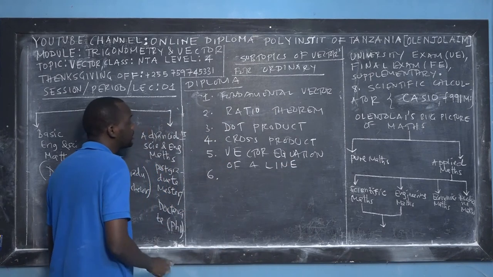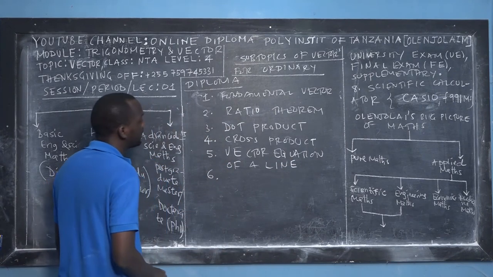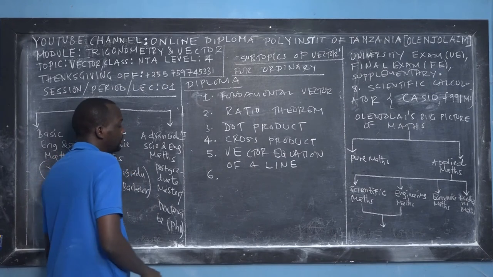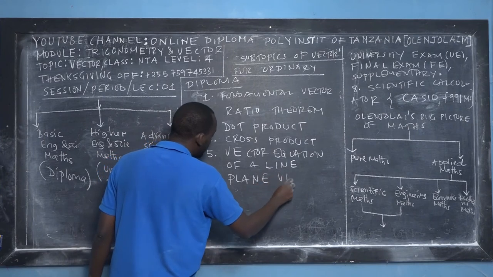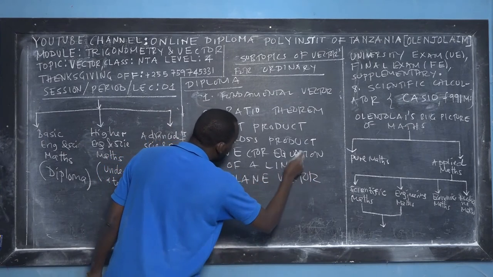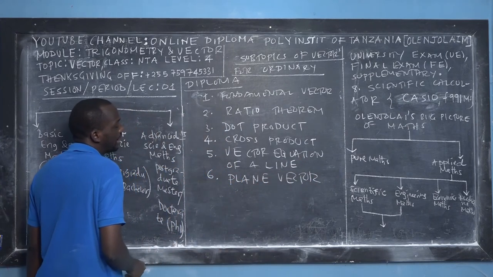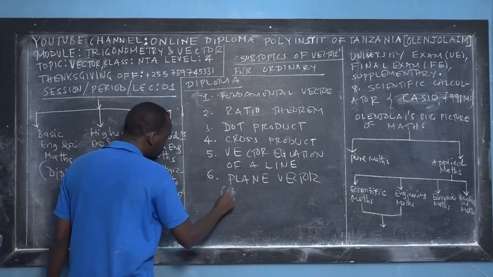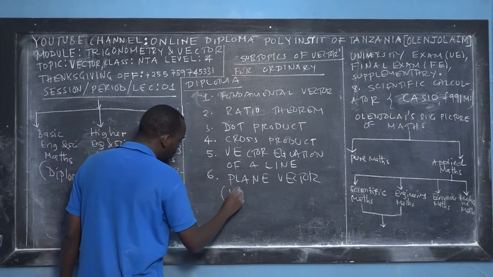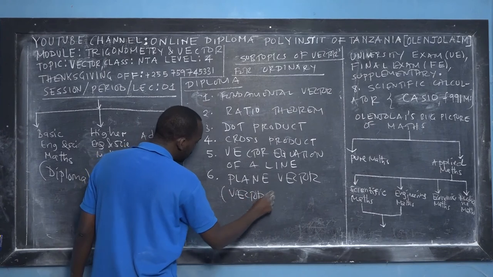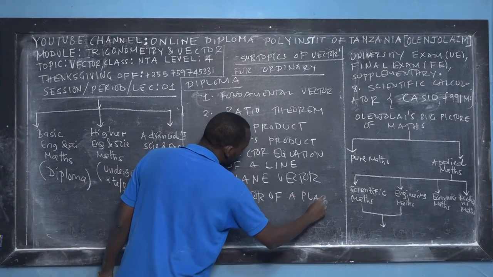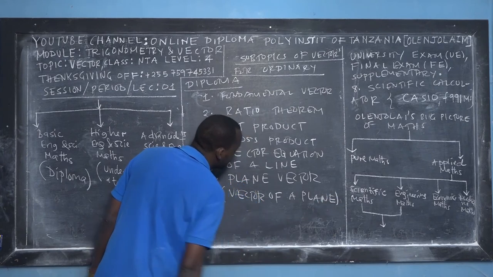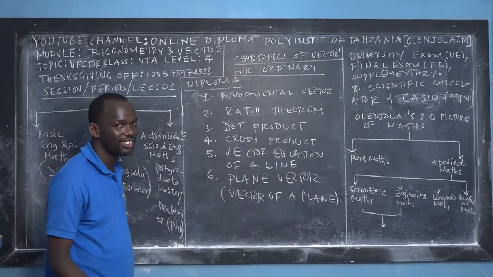The sixth concept that you have to understand is the plane vector, or sometimes you can call this subtopic the vector of a plane. Those are the six subtopics according to the syllabus.